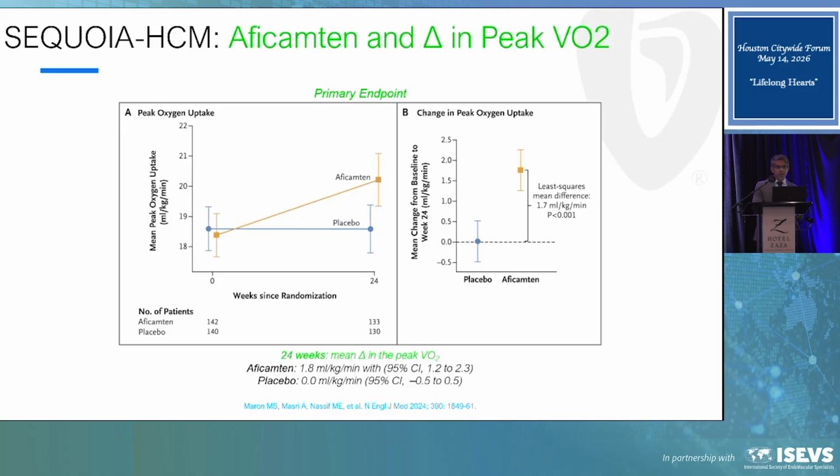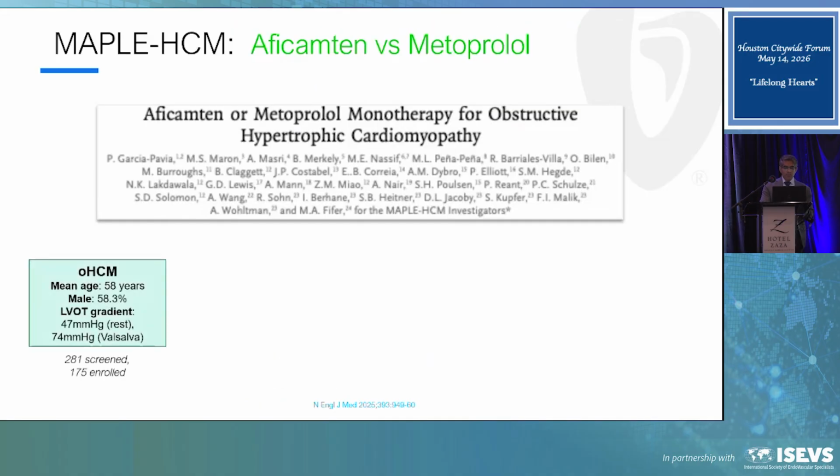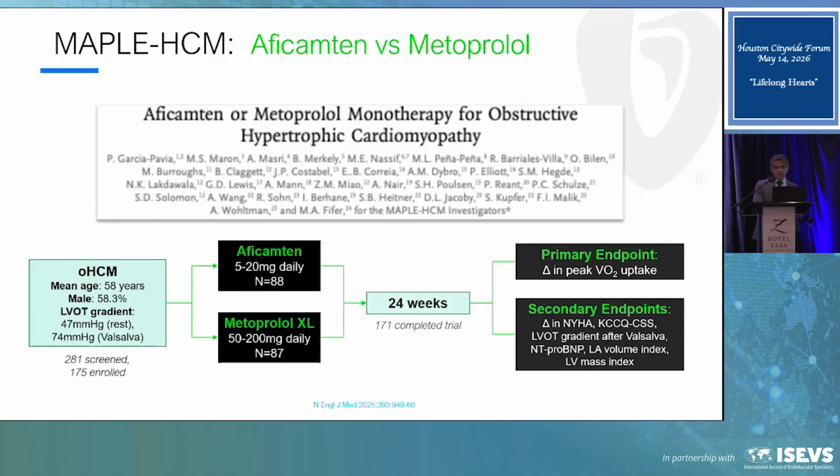This showed an improvement in your peak VO2. Peak VO2 has been associated with outcomes in obstructive HCM. And this was the aficamten versus metoprolol trial called MAPLE-HCM. I was fortunate to be on the steering committee for this trial, and we screened 281 patients, 175 enrolled, aficamten versus metoprolol.